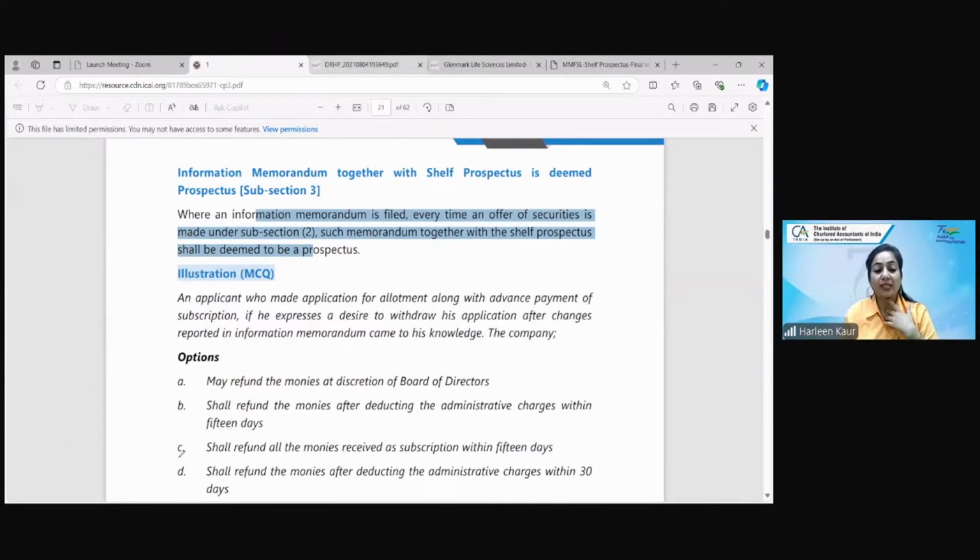So all my dear students have already given the answer. C is the correct answer. See, did we talk about any board directors? No, we did not mention anything like that. Did I tell you any charges to be deducted? Did I tell you 30 days? So the simple answer is within 15 days.